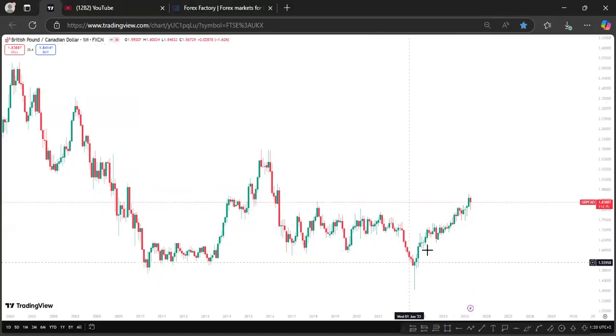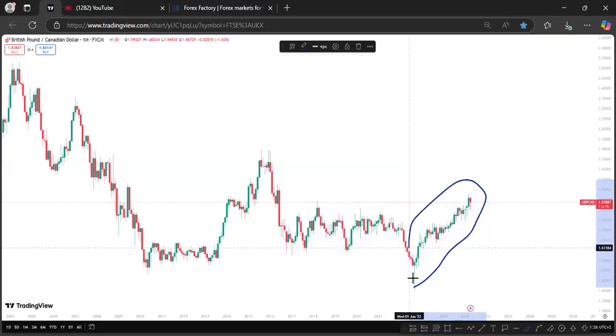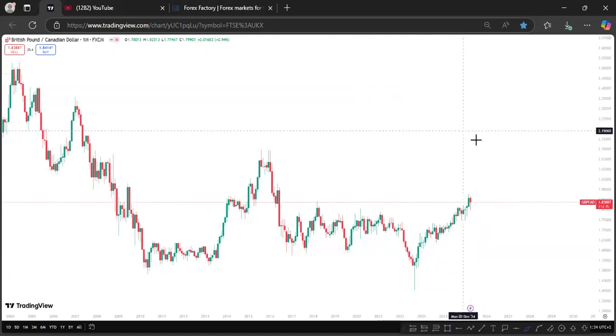Currently, we can see that GBP/CAD from this level, from this low right up to this level, price is moving to the upside, right? Price is currently moving to the upside, which means the counter trend is an uptrend, and price is currently reacting on that counter trend. So we are going to be looking for buy opportunities.